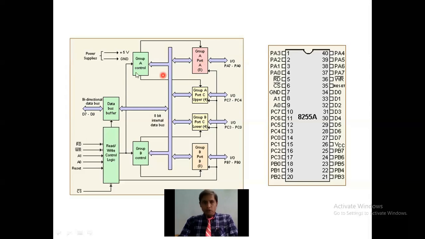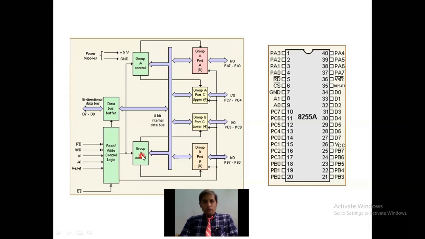Then there is a control block. This block controls group A, that's why the name comes like group A control. Group A control will control the group A signals. See this one as well as this one, both are controlled. Similarly, let us say group B control. Group B control also controls port C lower as well as port B.